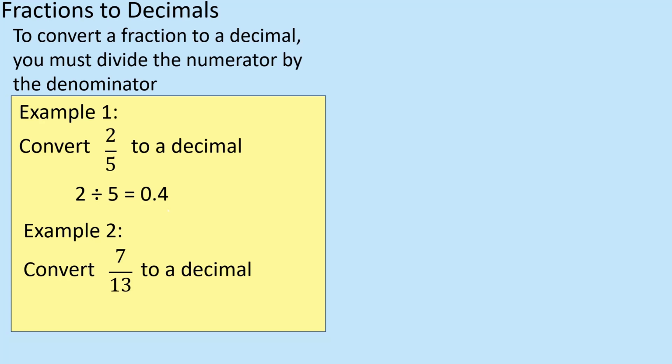Alternatively, if you've got something like 7 over 13, I don't think I'd have a choice. I'd have to do the bus stop method to get there. So that's one way of doing it, literally just doing the bus stop method.